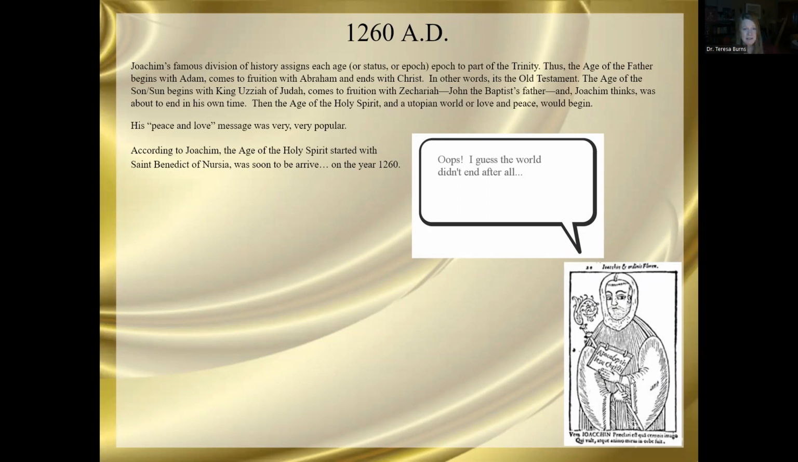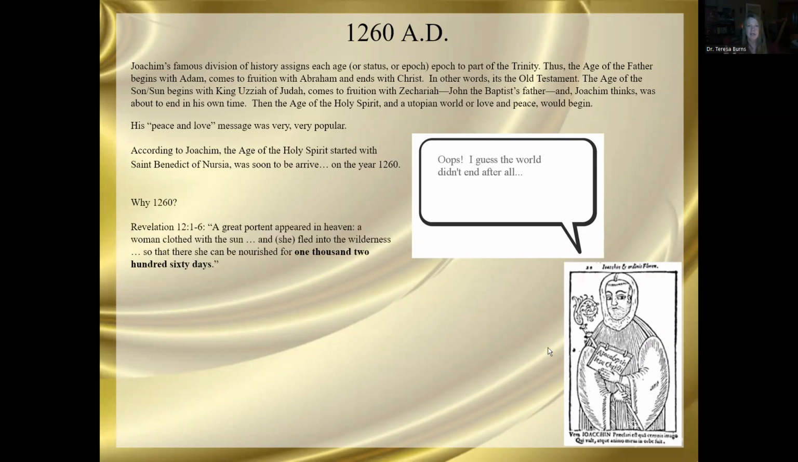Despite it not arriving, and he dies before 1260 gets here, there's still followers, even in the Puritan colonies of what became the United States. There were still followers of Joachim of Fiore. Anyway, it's worth asking why 1260, and the answer is so simple that it's infuriating, given how much he read. And I confess he was my least favorite person to read when I was studying Middle English literature. It's because of Revelation 12, 1 through 6.